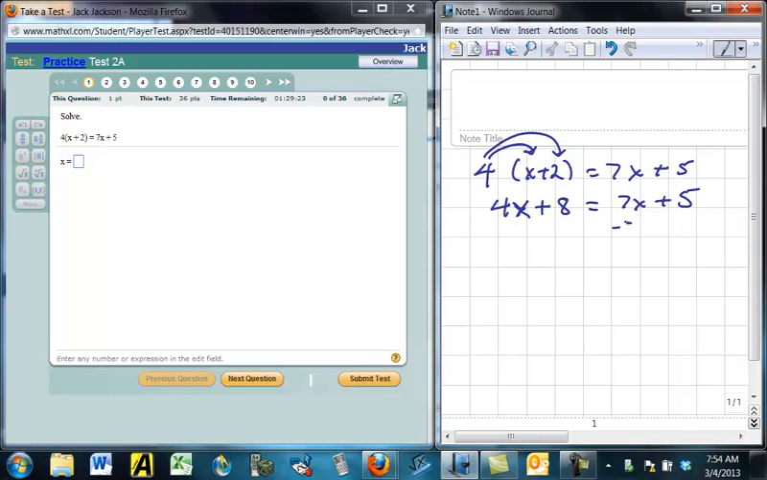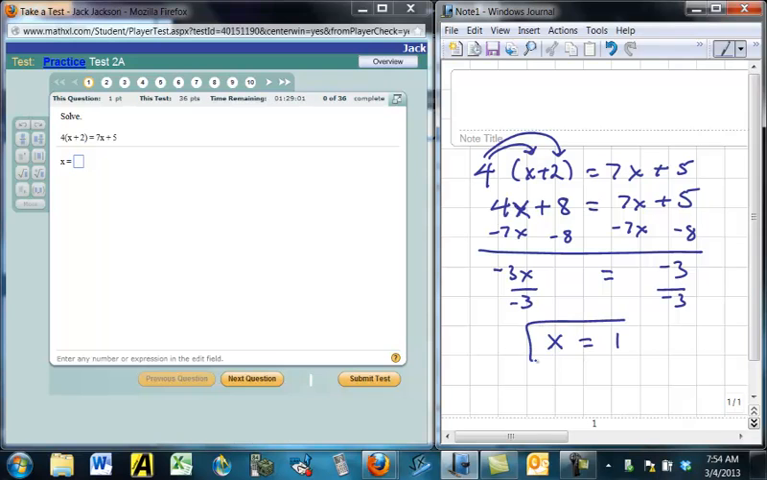I'm going to eliminate the x's from the right side by adding a negative 7x to both sides. That's going to leave me negative 3x on the right. And I'm going to still have the plus 8, so I'm going to get rid of it by subtracting 8 or adding a negative 8 to both sides. And so we get negative 3x equals negative 3. Divide both sides by negative 3 to get those to cancel out, and we get x is 1.